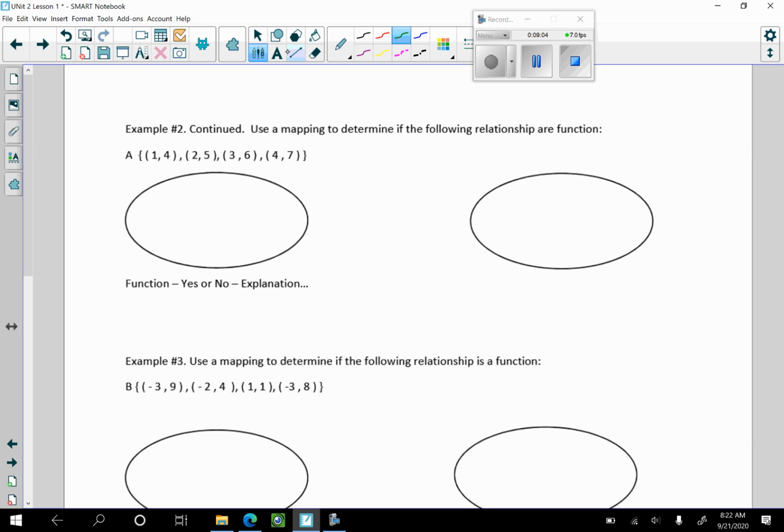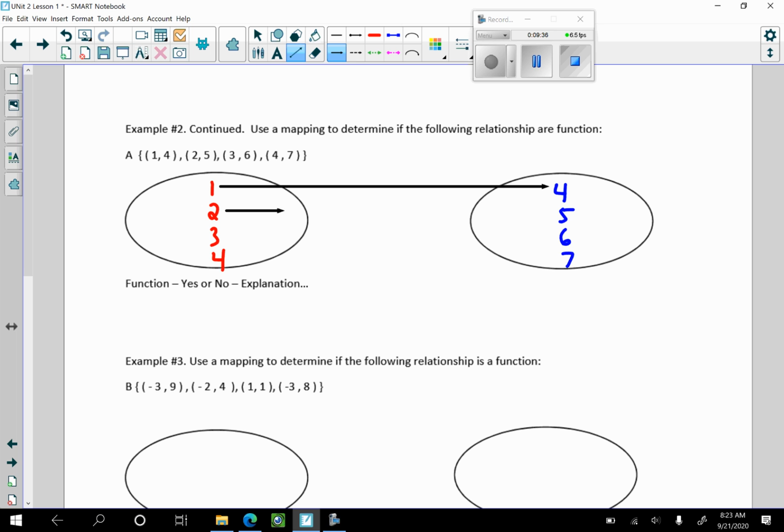Okay, so let's list our domains here. We're going to go 1, 2, 3, 4, and we're going to list our range values: 4, 5, 6, 7, and we're going to do our mappings. And 1 is going to map to 4, 2 is going to map to 5, 3 is going to map to 6, and 4 is going to map to 7.